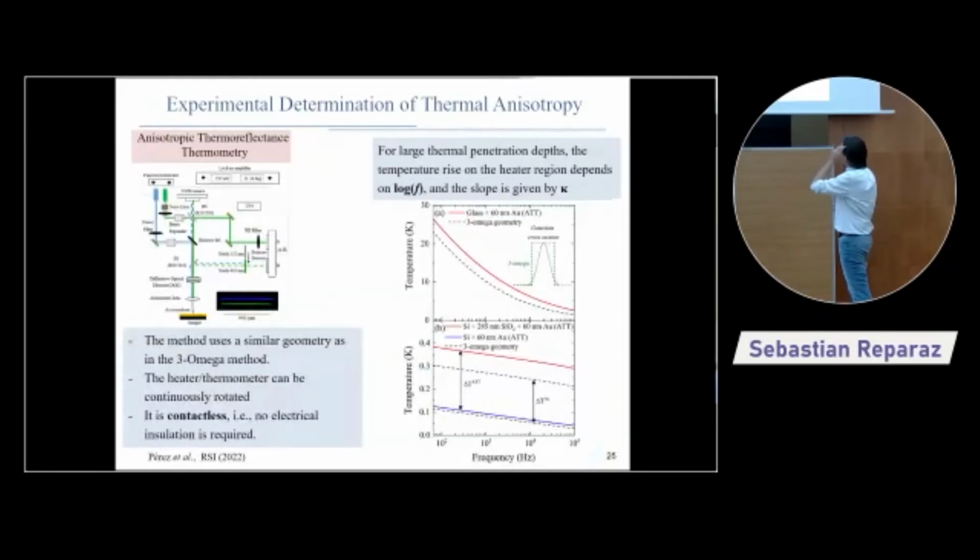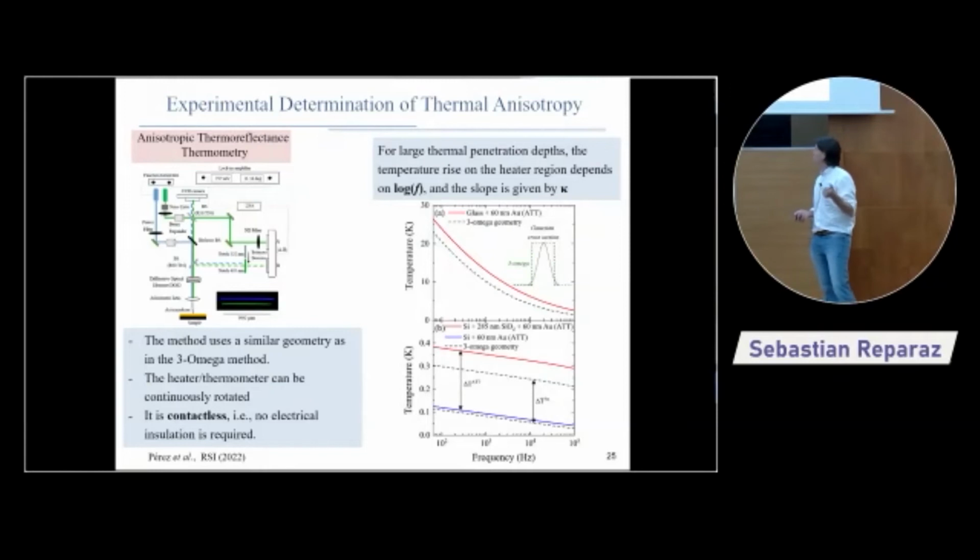So the fourth one is actually one that we have developed here with Mariano 1 year ago. And this is an idea that we quite like a lot. I will speak a little more on this, mostly because I like it. And the idea is based on 3-omega again. But the question we asked ourselves is, is there any way that we can improve this 3-omega idea? And the answer to that is yes.